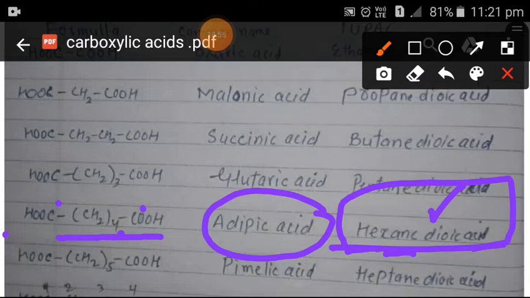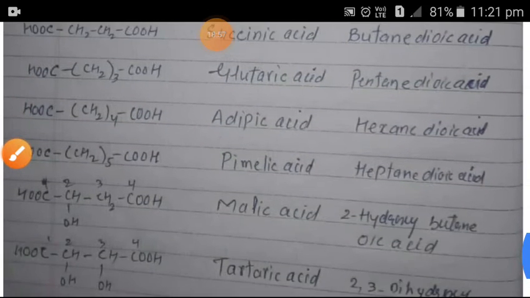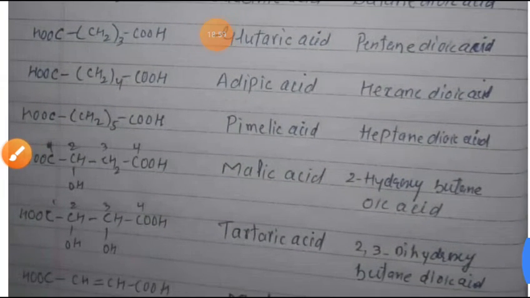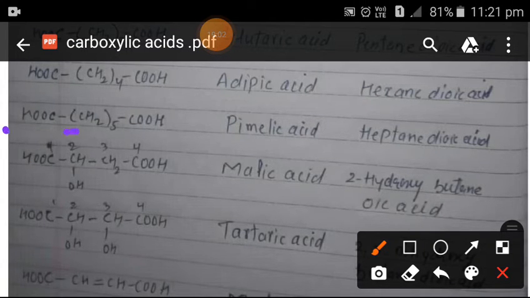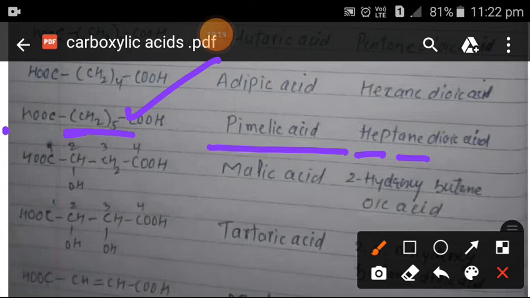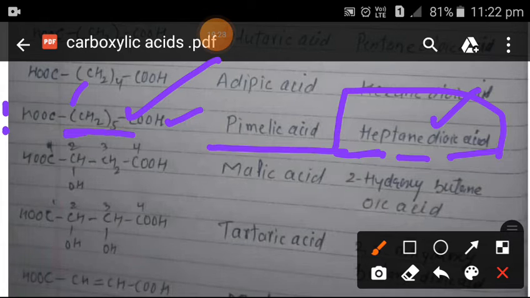Clear? Similarly, you will see how many carbon atoms there are in this molecule. This is called pimelic acid. Pimelic acid actually has 5 plus 6 plus 7, so there are 7 carbon atoms. The IUPAC name will be hept, the word root, and ane, the primary suffix. There are two terminal carboxylic acid groups, so di, and oic acid is the secondary suffix. So the name of the compound will be heptane dioic acid.